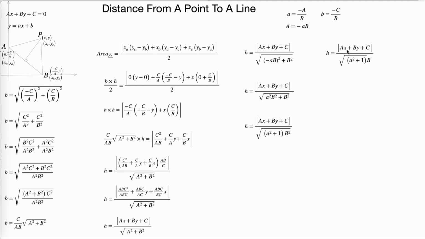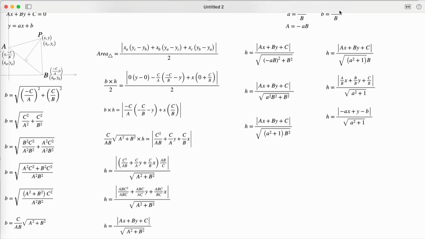That b is going to divide each of these terms. We're left with a over b x plus b over b y plus c over b. We have to realize that a over b is negative a. I'm going to replace this with negative a. And then b over b is 1, plus 1y. Negative c over b is my lowercase b, my y-intercept. Positive c over b is negative lowercase b.